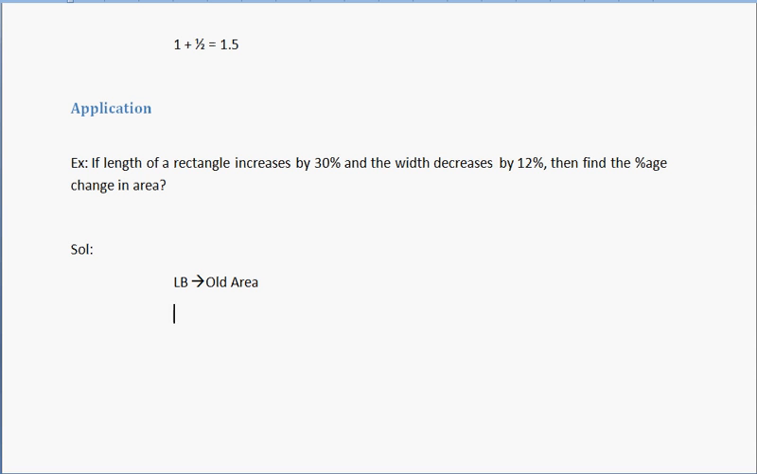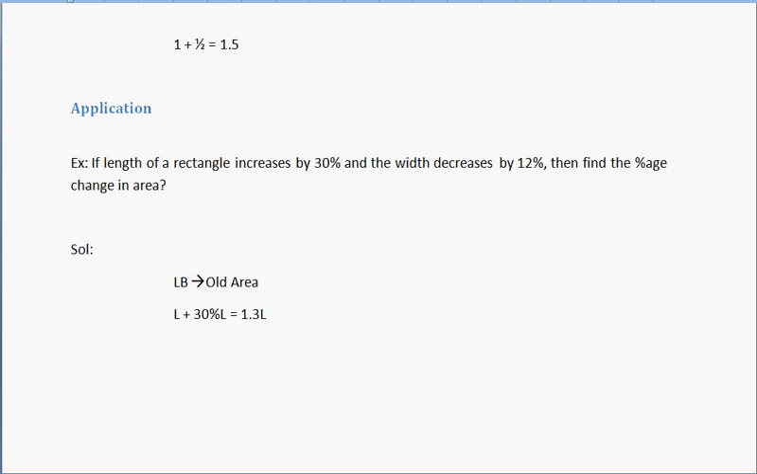Now he says the length is increased by 30%. So initially length was L, the new length would be L plus this 30% of L. There is an increase, right? So we can say, just convert this 30% into fraction, right? So new length becomes 1.3 times the old length.